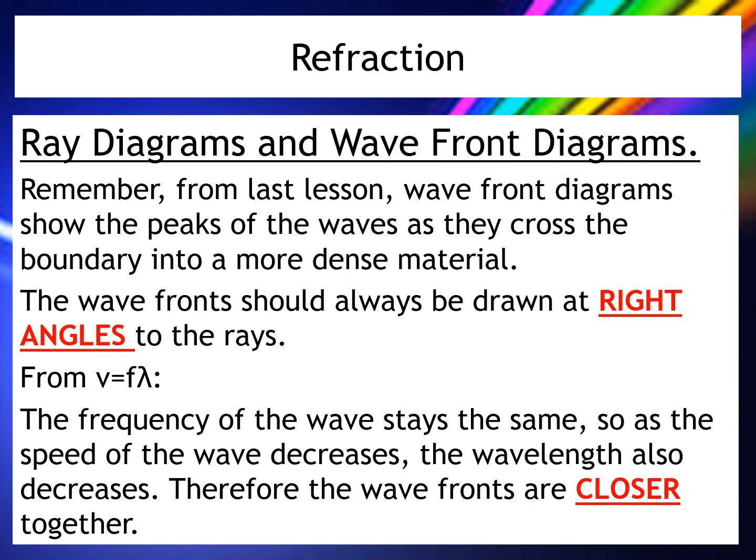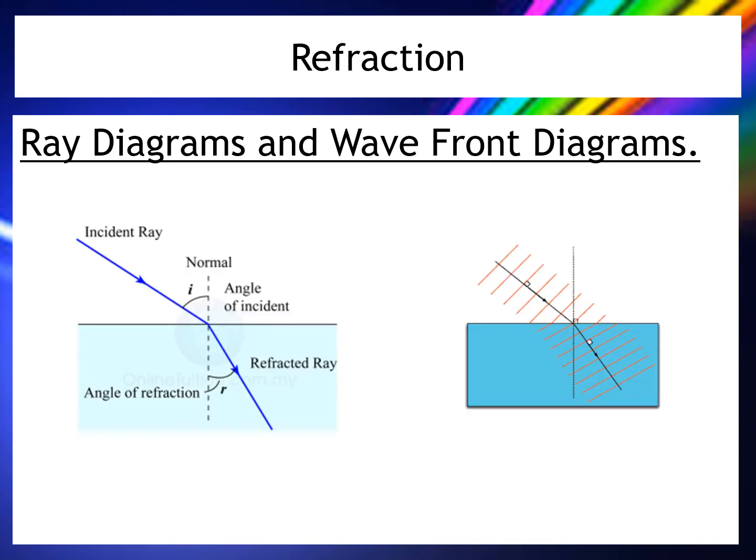The additional thing we need to think about here is that from our equation v equals f lambda, we know the frequency of the wave must stay the same because it's a light ray of the same colour. However, we do know that the velocity is going to decrease, it's going to get slower. So for this equation to hold true, the wavelength must also get smaller. The wavefronts are going to get closer together. These two diagrams illustrate what I've just described.